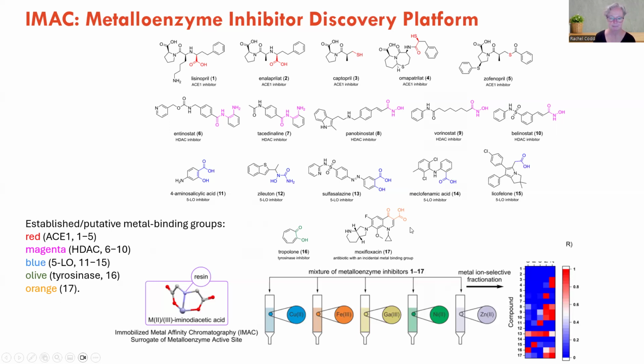So we mixed all these compounds together, and then we set up a panel of IMAC resins in parallel. So we prepared a copper resin, an iron resin, a gallium resin, a nickel resin, and a zinc resin. And then we adsorbed the mixture on each of these columns, washed off unbound components, and then eluted components that were selective. And then what I've shown here is just a heat map of the results.